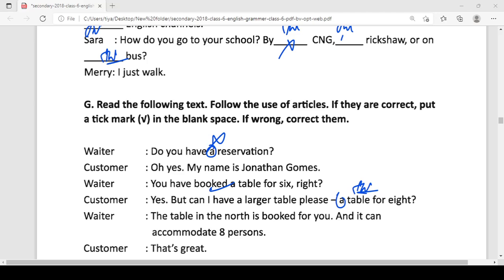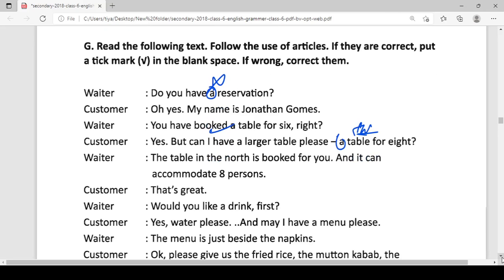Now we need to understand the table in the north. So it is talking about the particular table. That's why we are using the. That's great.